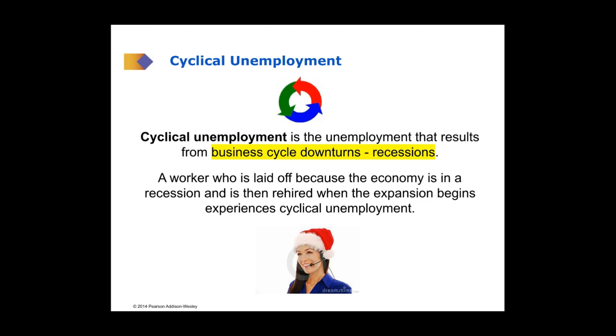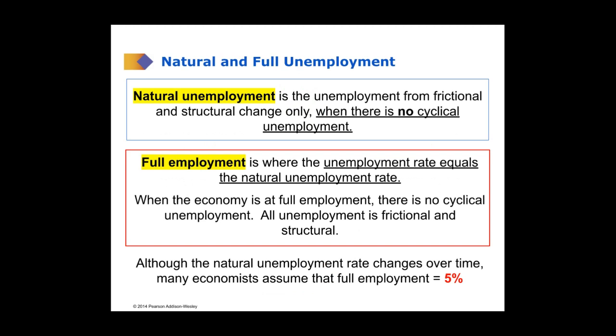And so because the business cycle has kind of ups and downs, when there are downs, we have this cyclical unemployment, and this is the one that economists are most worried about. So we say that the natural rate of employment is the unemployment that you have that only results from frictional or structural changes when there's no cyclical unemployment. And we're actually at full employment where the unemployment rate is equal to the natural rate of employment, meaning we're at full employment if the only unemployment we have is because of frictional or structural reasons.